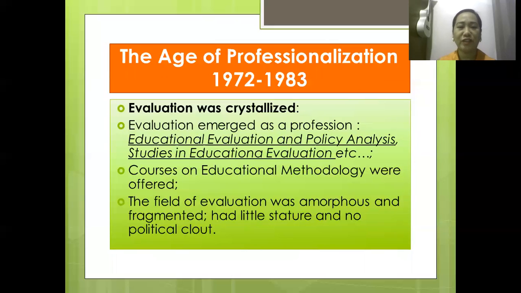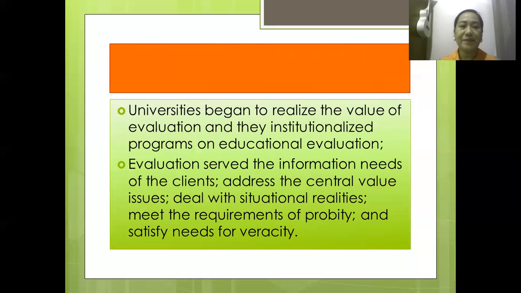After this is the age of professionalization. At this point in time, from 1972 to 1983, program evaluation was crystallized. The field of evaluation was amorphous and fragmented, had little stature and no political clout. We all know that when there's no political clout, it must not be very dynamic, because everything is almost a system, and one system is associated with another. So one local is associated with another. Universities began to realize the value of evaluation, and because they began to value the process of evaluating schools, other institutions and industrial companies, they began to institutionalize their policies and rules.